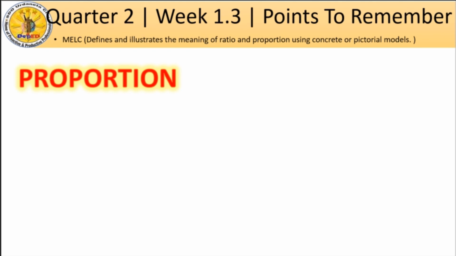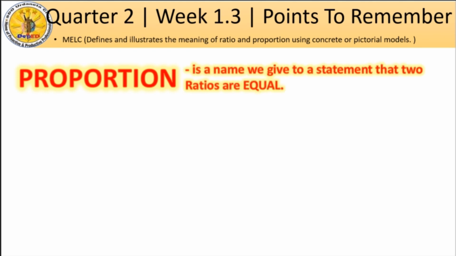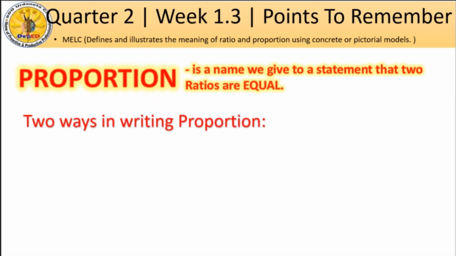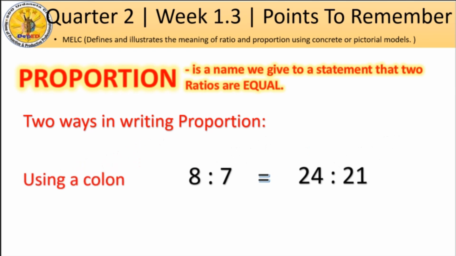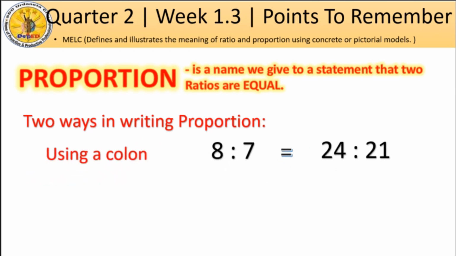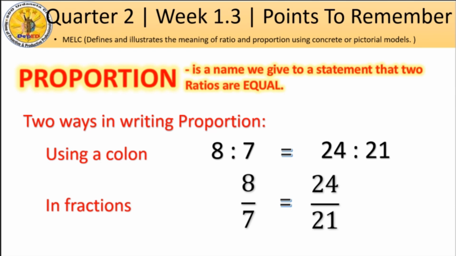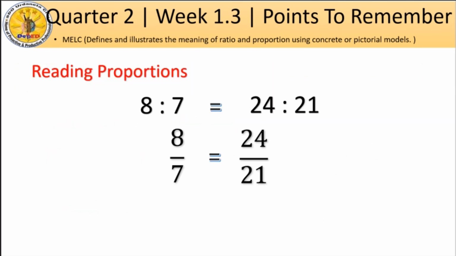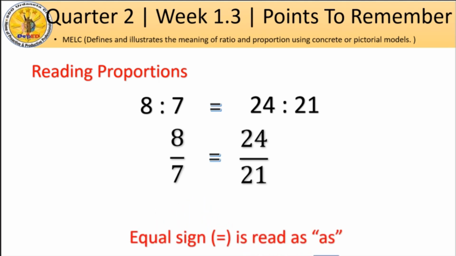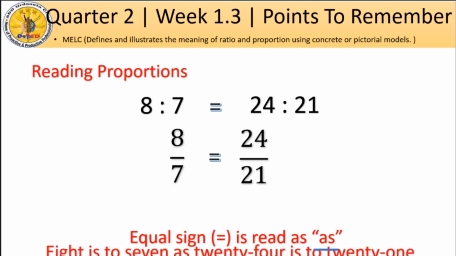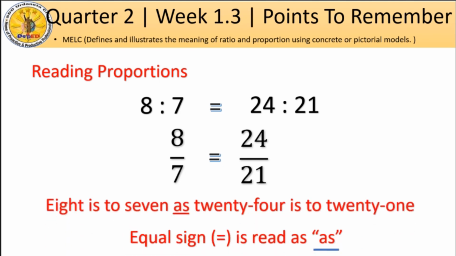A proportion is the name we give to a statement that two ratios are equal. There are two ways of writing a proportion. The first one is by using a colon, and the second one is in fractional form. In reading proportions, we read the equal sign as "as." In our example, we read this as 8 is to 7 as 24 is to 21.